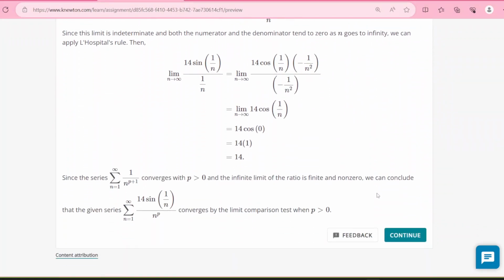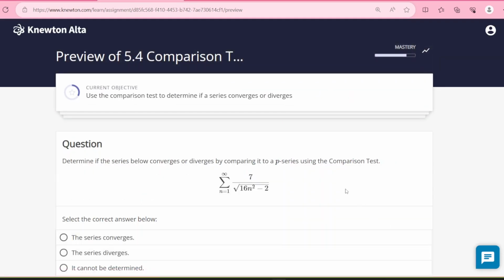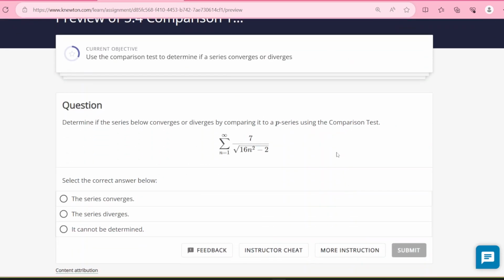Right, yeah, and they do all that. Cool. All right, then determine if the series below converges or diverges, by comparing it to a p-series using the comparison test. So this is direct comparison.